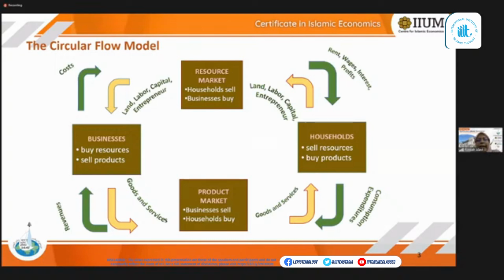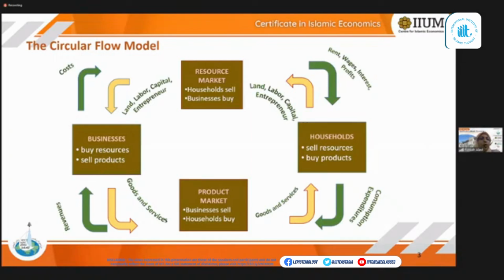For example, for land, we get return in terms of rent. Labor, we get wages. Capital, we get interest. This is from the conventional economic perspective. Entrepreneurs, they get profit. So households are providing or selling their resources to the resource market. So who uses these resources? Basically businesses, producers. So farmers, fishermen, whoever they are in the business community, they will be using these resources.